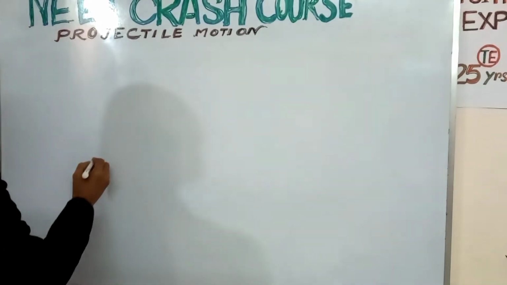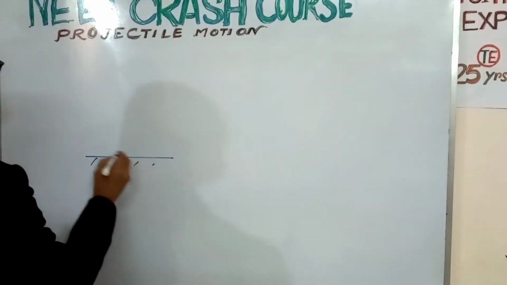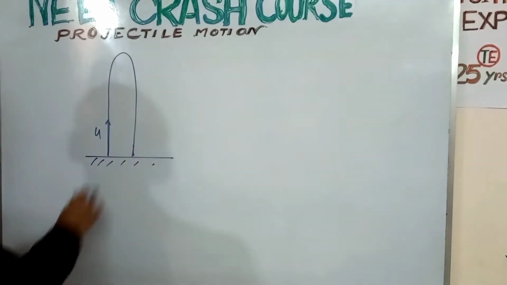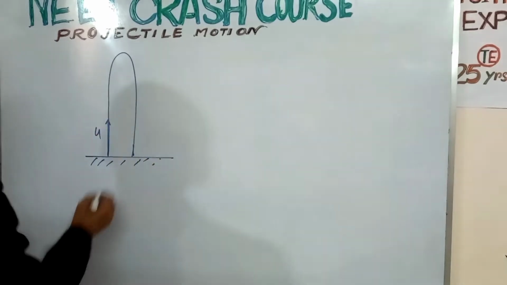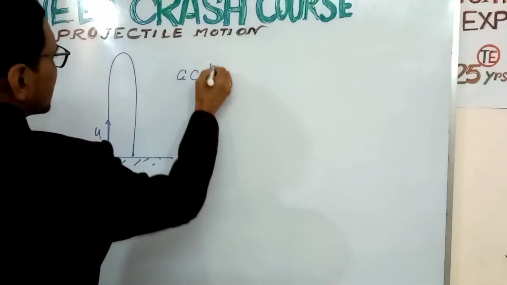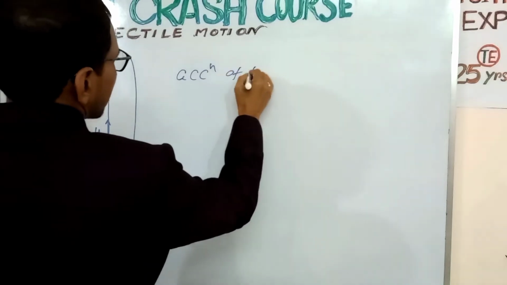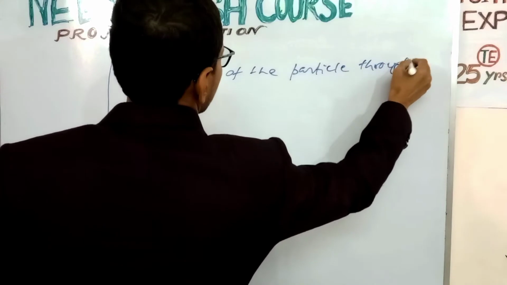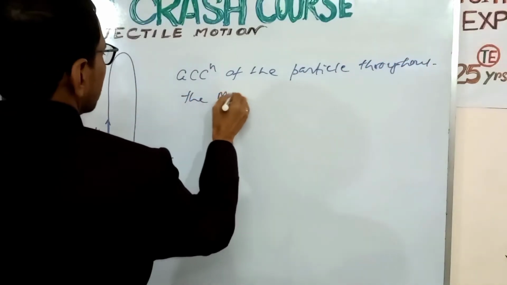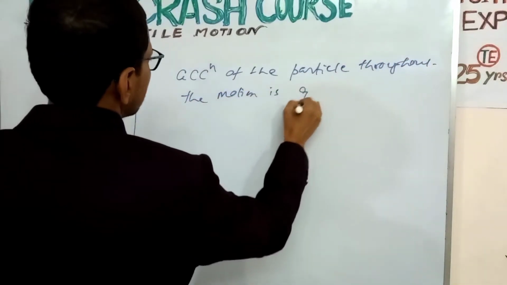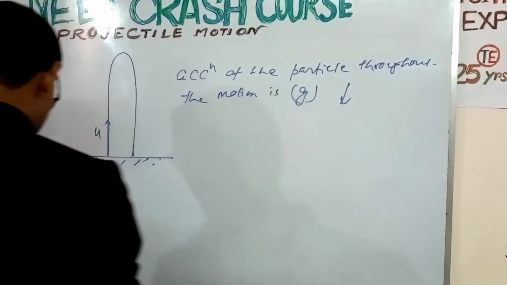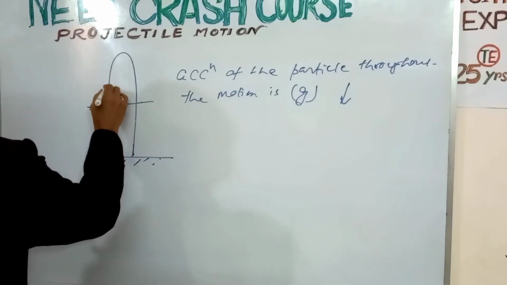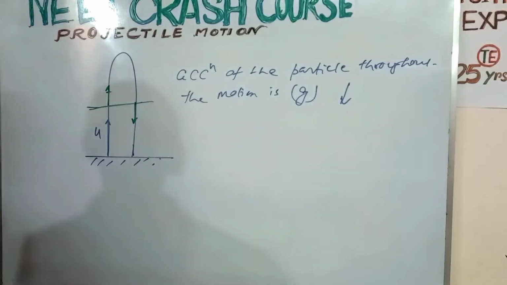First, vertical projection. Suppose a body is projected from the ground with velocity u. The projection will be like this. The acceleration of the particle throughout the motion is g, which is vertically directed downward. Along the same horizontal level, the upward velocity and downward velocity are the same.